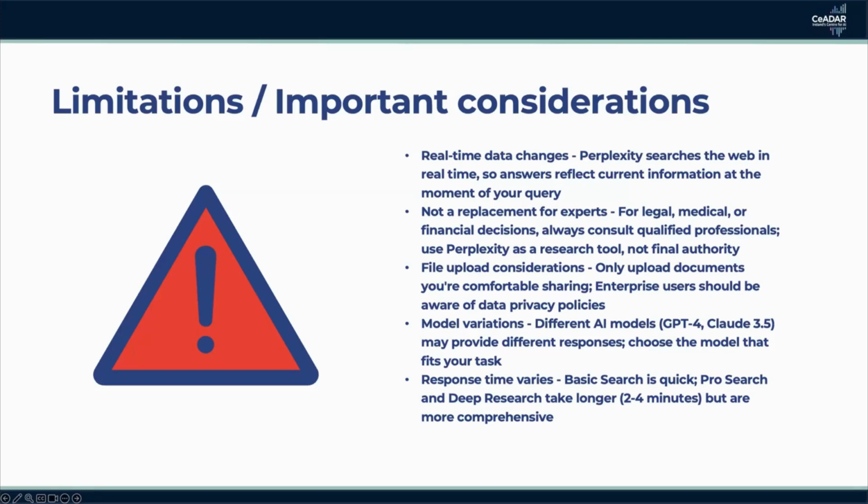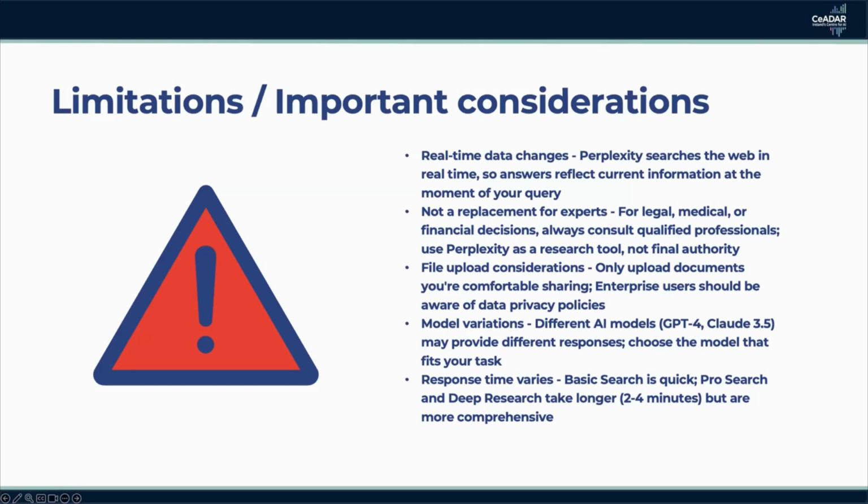And the other thing is Perplexity is not a replacement for experts. For legal, medical, or financial decisions, it is always good to consult qualified professionals. In my opinion, this is more like a research tool, but not a final authority. So I could command Perplexity to send an email, but I have to keep myself in check. There should always be a human in the loop, because we should not give final authority to Perplexity to do everything. It can make mistakes, it may miss some information, or it can misrepresent facts.